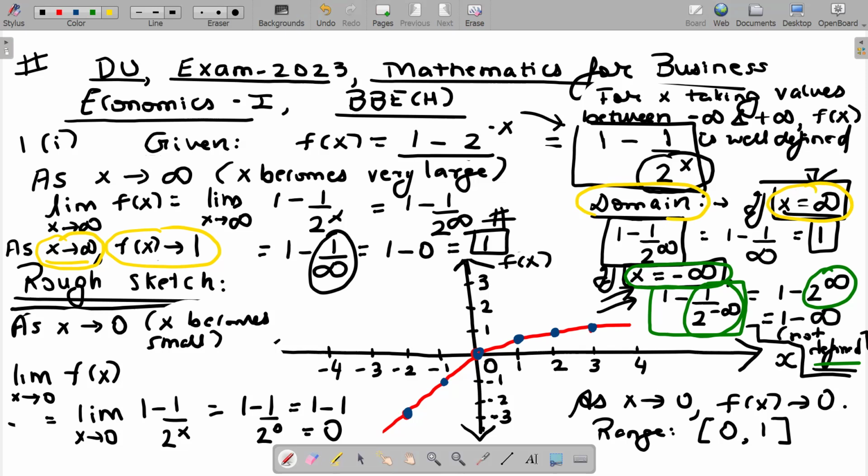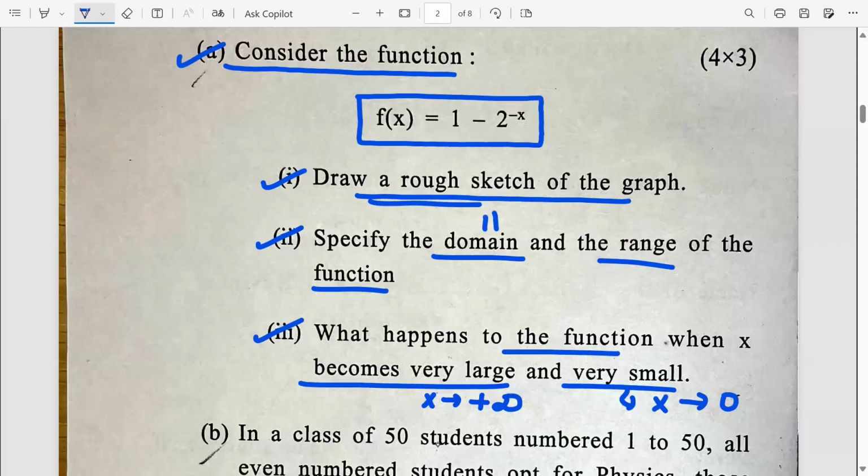And when x takes the value infinity, f of x takes the value 1. That means my range includes 1. And as x tends to 0, my f of x is tending also to 0. So range is from 0 to 1. Okay, so with this, we are done with question 1, part 1 complete. I have drawn a rough sketch of the graph. I have found the domain and range also, and I have shown what happens to the function when it becomes very large and very small.